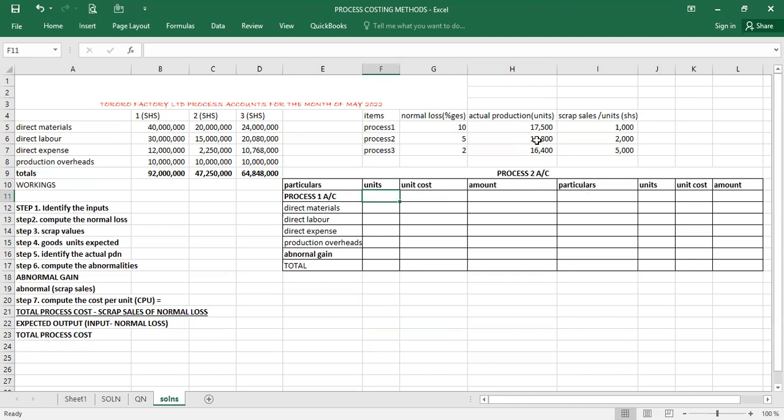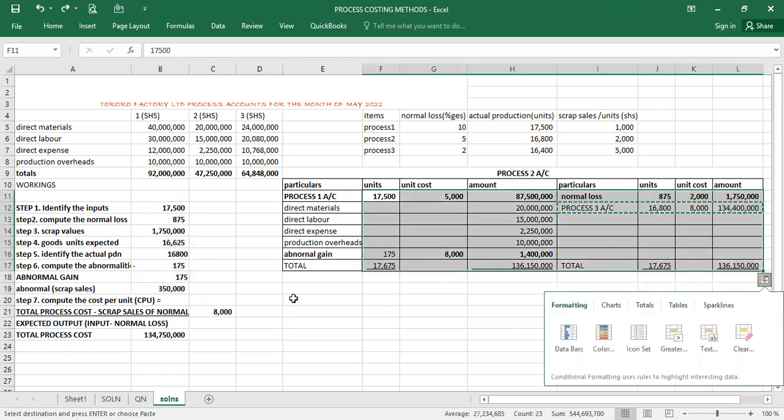We said it was this. Remember, it was the input, and the total value here was, indeed, we've got to go back and see whatever we did, so that we get to know those figures. We can write them somewhere, and the one we are taking to process 3 is 168, valued at 8,000, and the total is 134,400.